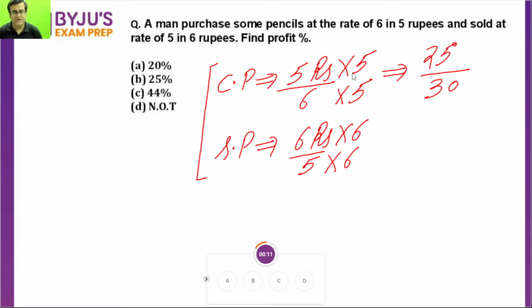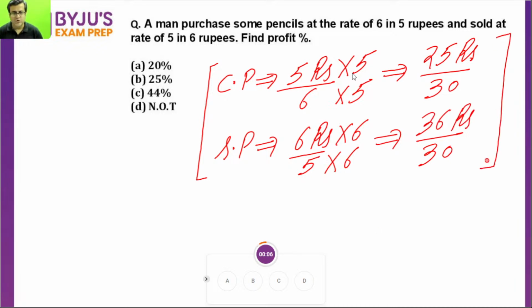The cost is 25 rupees. This is equal to 30 articles. The selling price is 36 rupees. Is this clear? Yes or no? Tell me.